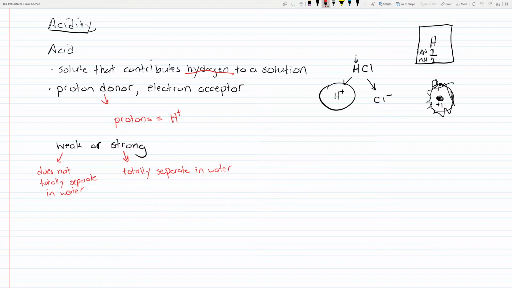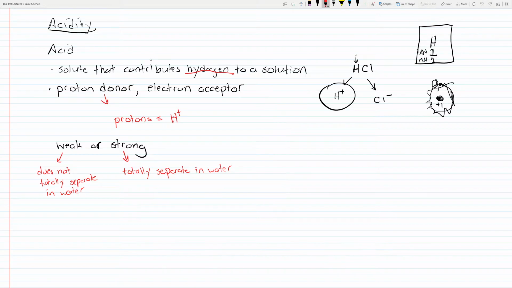Okay, so acids. Here's what you've got to remember about acids: they contribute hydrogen to solution. It puts more hydrogen in a solution than normal. What this means is it's donating a proton. It's putting a proton in solution, and it's also an electron acceptor. I really don't care if you remember the Lewis definition of an electron acceptor. It doesn't bug me that you don't. Just remember that an acid adds hydrogen to a solution.